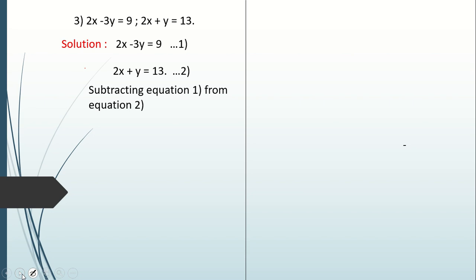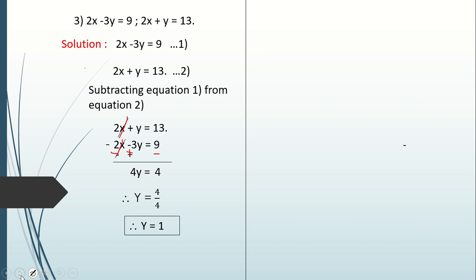Subtracting equation 1 from 2. So what do we get after subtracting? See here, this was plus, this will become minus, minus will become plus, plus will become minus. And this 2x minus 2x will get cancelled. Y plus 3y, you have to look at this side now. Y plus 3y is 4y, and 13 minus 9 is 4. Therefore y is equal to 1.